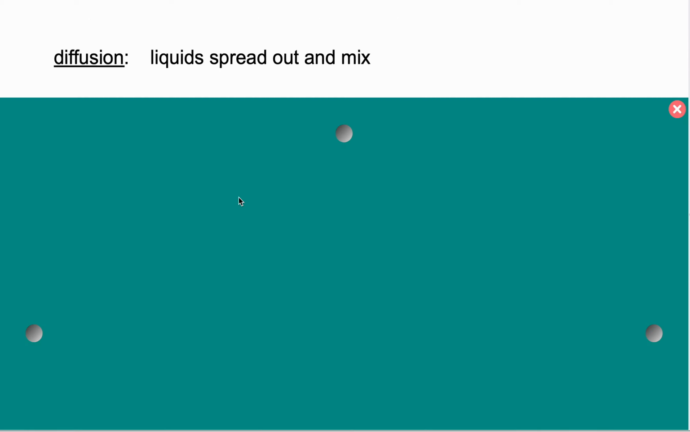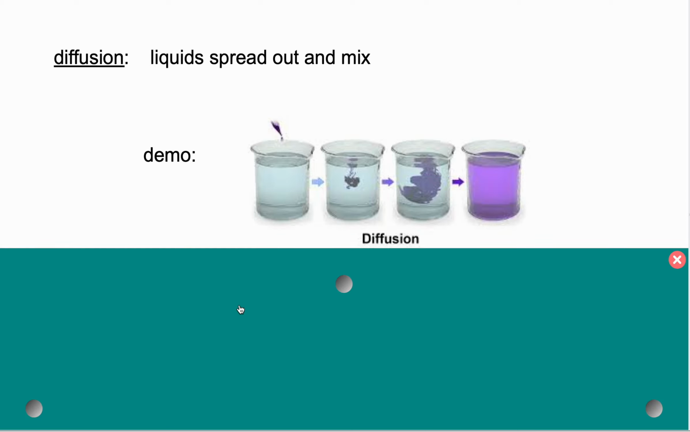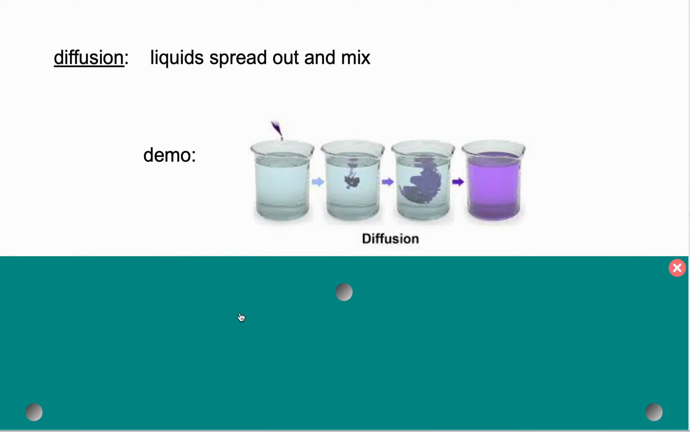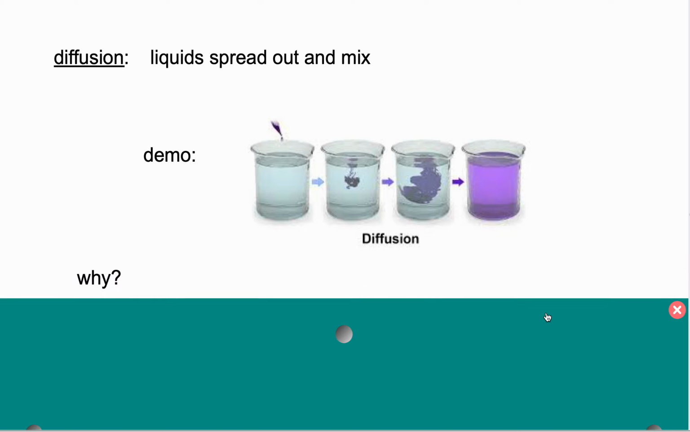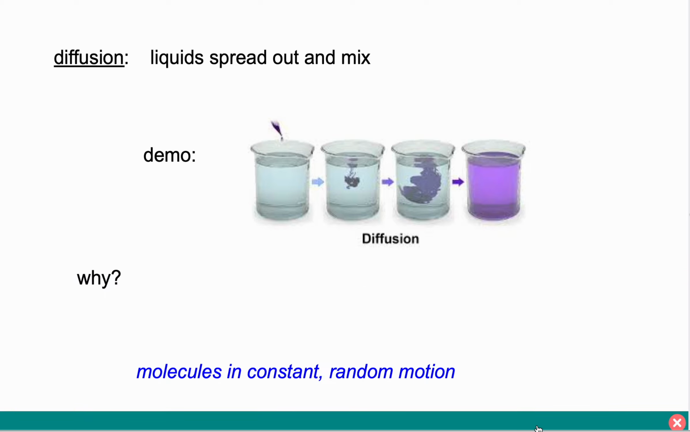Another property of liquids is diffusion. If I mix two different liquids, they will spread out and mix. I'll demonstrate this in class, but here's an example. If you put a few drops of a dye or food coloring in water, even without agitating it, after a while the liquid will diffuse and the color will appear to be uniform. Why is that? Well, just like a gas, the molecules are in constant random motion, and therefore they will eventually completely mix.